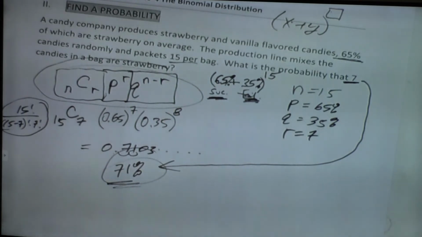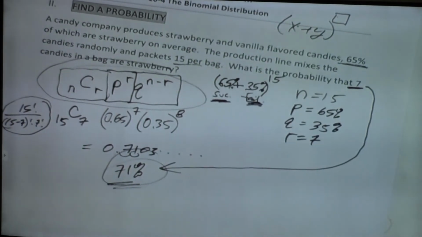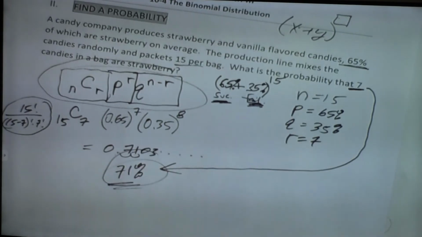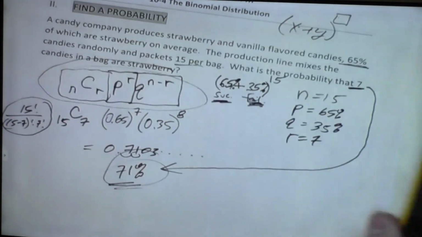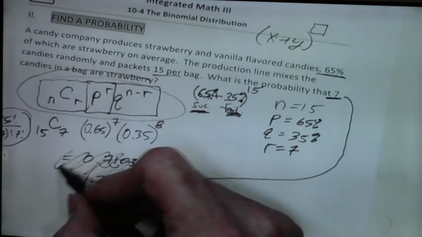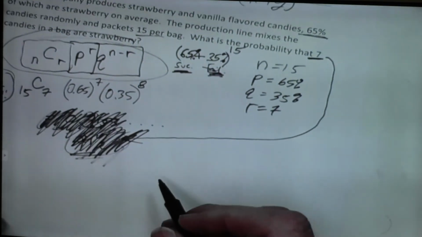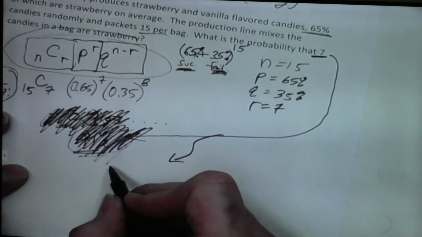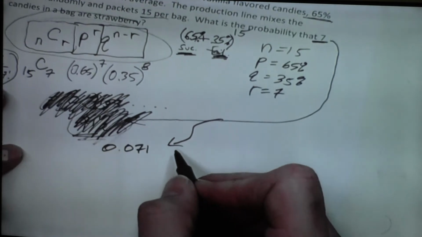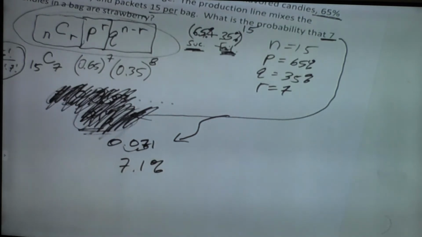Yes? I think the decimal is 0.071. It is, yeah, you're right. It should be 7.1. I just wrote it down wrong when I wrote it here. So thanks for catching that. Let's see if this is a better pen. There, that really gets rid of that. Okay, so 0.071. Now I'll move it over. So it's 7.1%. I thought 71% actually made sense because most of them are strawberry anyway.